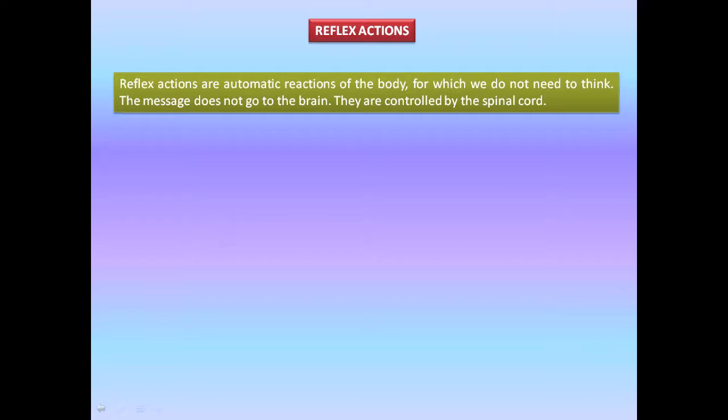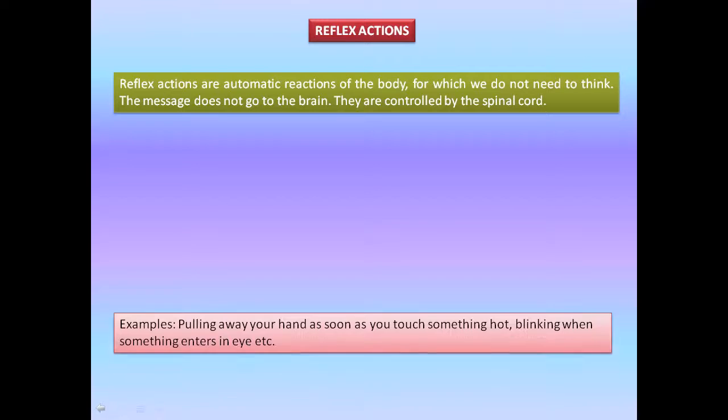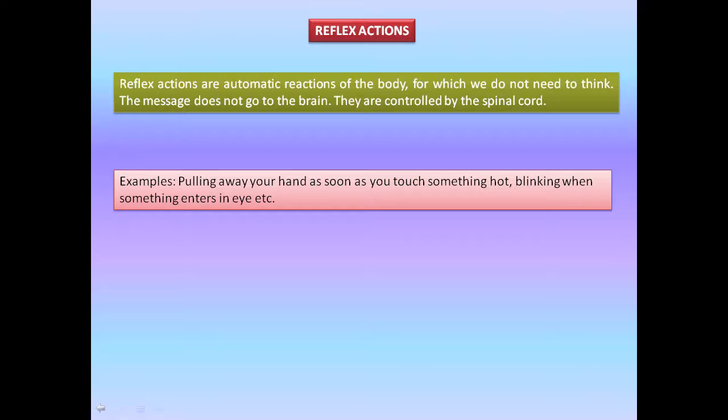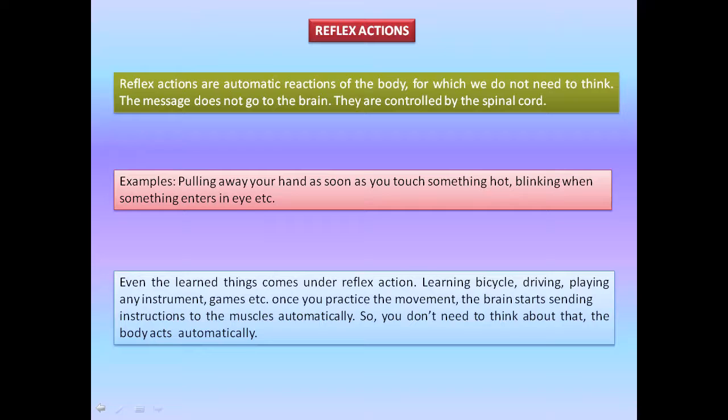Now what is a reflex action? Reflex actions are automatic reactions of the body for which we do not need to think. The message does not go to the brain. They are controlled by the spinal cord. Pulling away your hand as soon as you touch something hot, or blinking your eyes when something enters them, is all due to reflex action. It happens automatically.